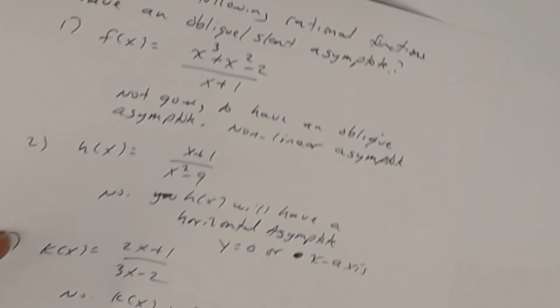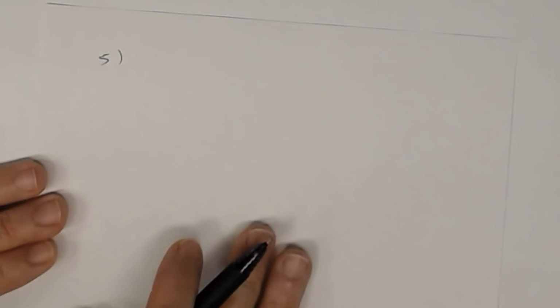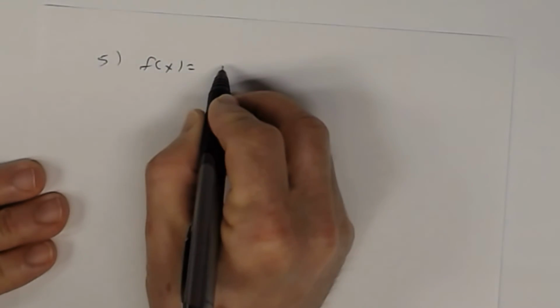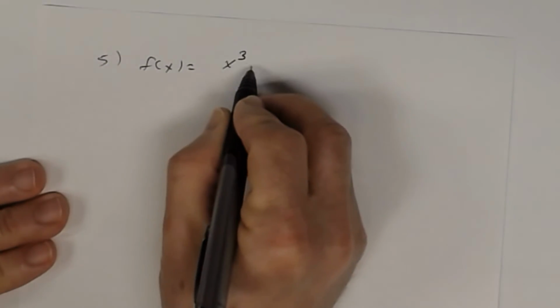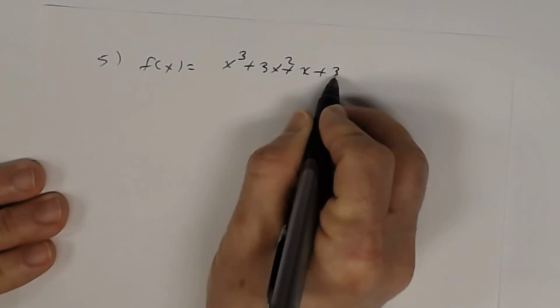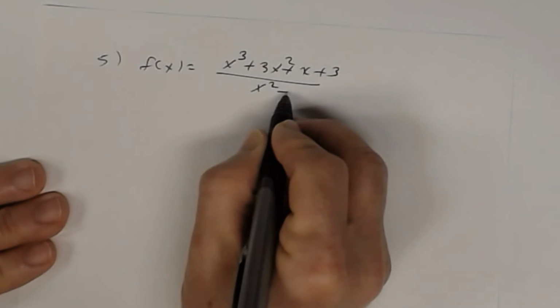So let's do one more just so you make sure you understand this a little bit better. Let's look at this one. This will be number 5. We have f of x equal to x cubed plus 3x squared plus x plus 3 divided by x squared plus 1.